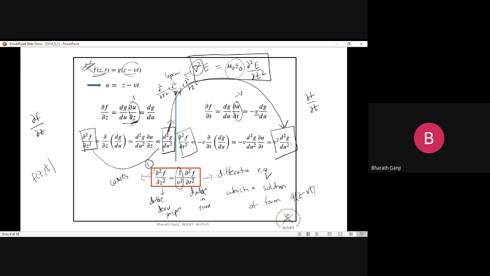So far away from the sources, I found that electric and magnetic fields can exist, and these electric and magnetic fields will exist in the form of waves. So far away from the sources, the electric and magnetic fields can exist, and in what format they exist, they exist in the form of waves. That is what this equation is saying.